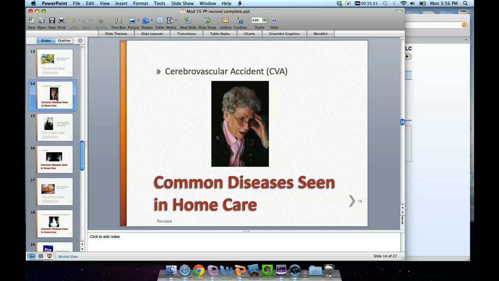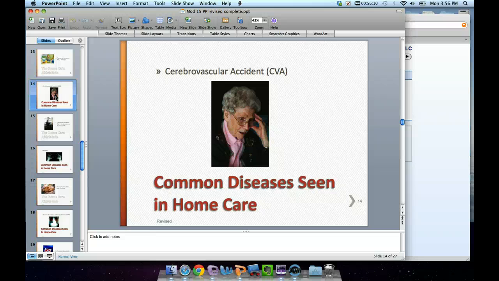Collateral circulation sometimes will take over the circulation for the damaged blood vessel and supply blood to the injured brain tissue. So for example, if you have an aneurysm in your brain and it's small, sometimes other areas of the brain will take over that function.